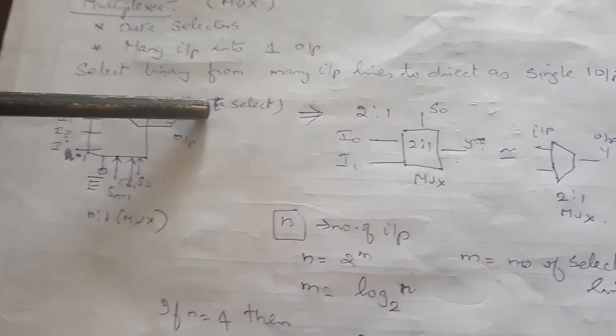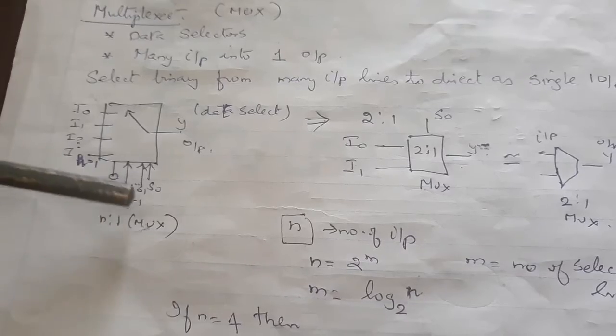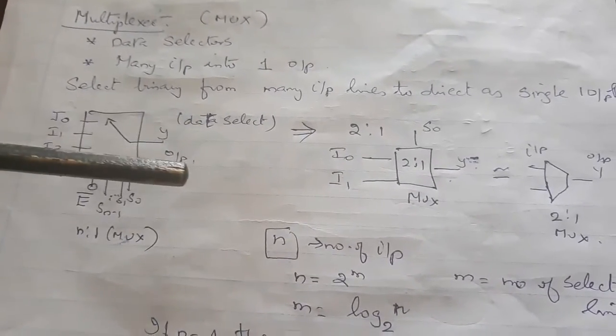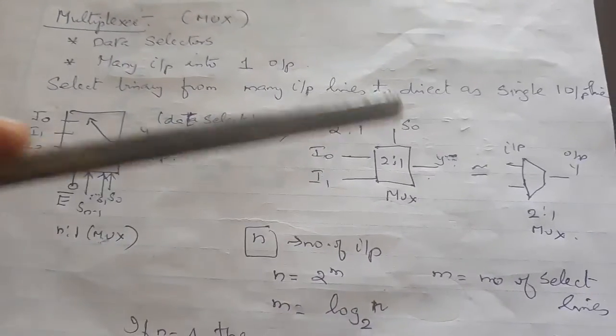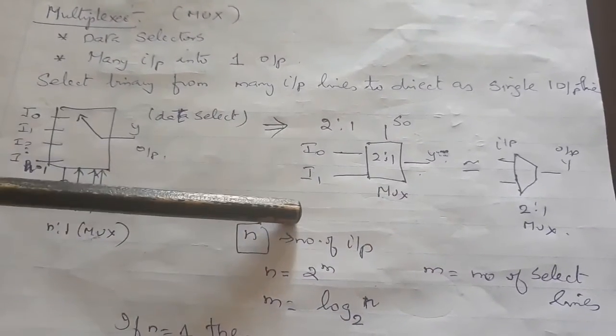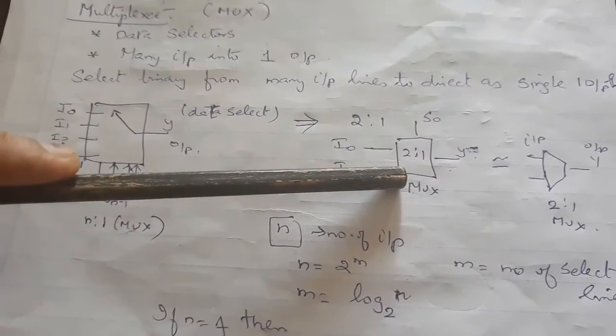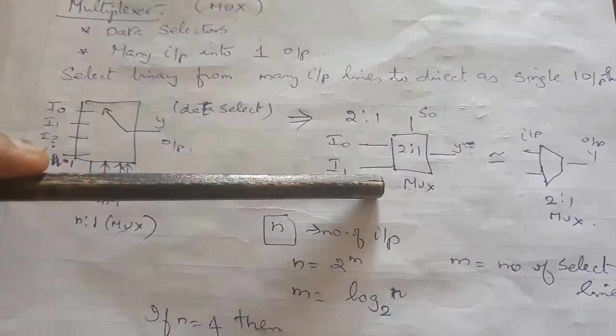So this is the MUX operation. We'll be provided with a MUX with select lines, inputs, as well as the output. So you will have n number of inputs, a single output, with a selection line. This is a 2 to 1 MUX. This is the basic MUX.